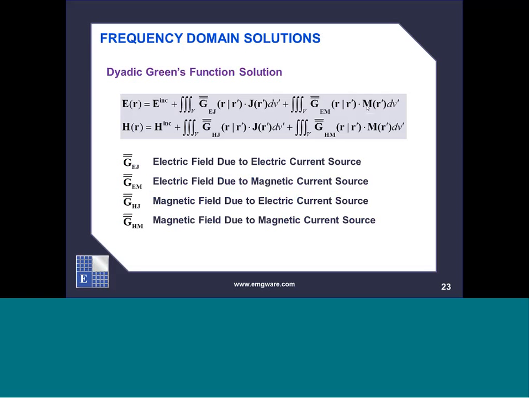So, for example, if your structure has metallic traces, like transmission lines, microstrip lines, we use electric current J. And if we have slot lines, for example, CPW, coplanar waveguide, which is basically like a cut inside metal, or if you have an aperture, a cut from a metallic plate, we model them with perfect magnetic conductors. So that's why the M current shows up in the formulation.